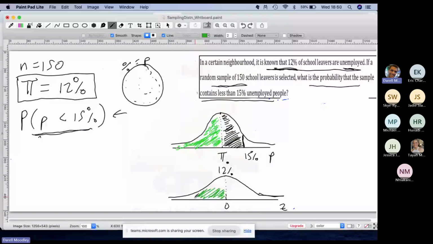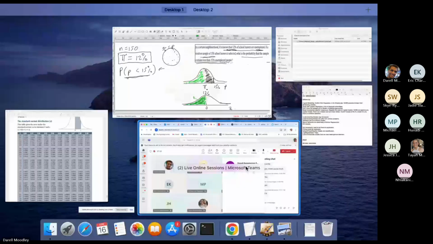So write it in the chat. What do you think it is? You actually don't even need to look at the table. Remember what I told you? The total area is 100%. And this graph is symmetrical about 0. So that means everything on the left of 0 is identical to everything on the right of 0. So what do you think this green area is? Very good. Excellent. 0.5. It's 50%. Nicely done. So this green area is 0.5.